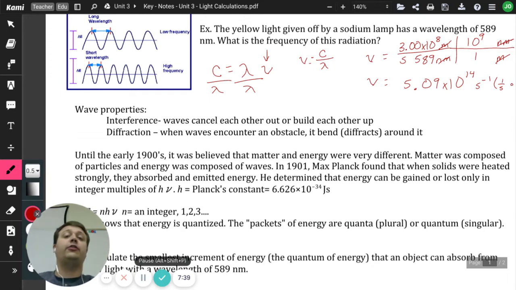Now, in the past, when they talked about energy versus matter, they would always say they are completely two different things. They have nothing to do with each other. But in 1901, Max Planck found that if I heated up a solid, they absorbed and then emitted energy. Okay, well, we actually see that happen pretty consistently, right? So if I heat up a solid, it will start to glow, right? That is it releasing that energy. And what he determined is that that energy can be gained or lost in multiples, okay? And so in integer multiples.